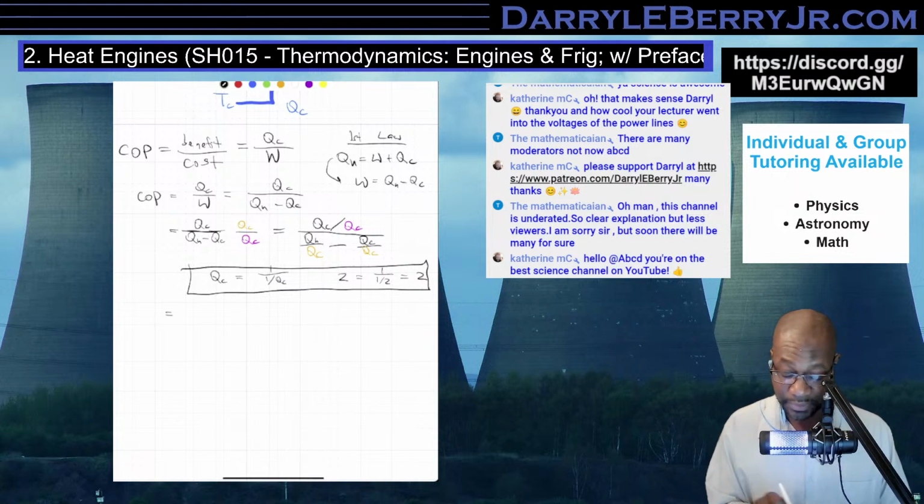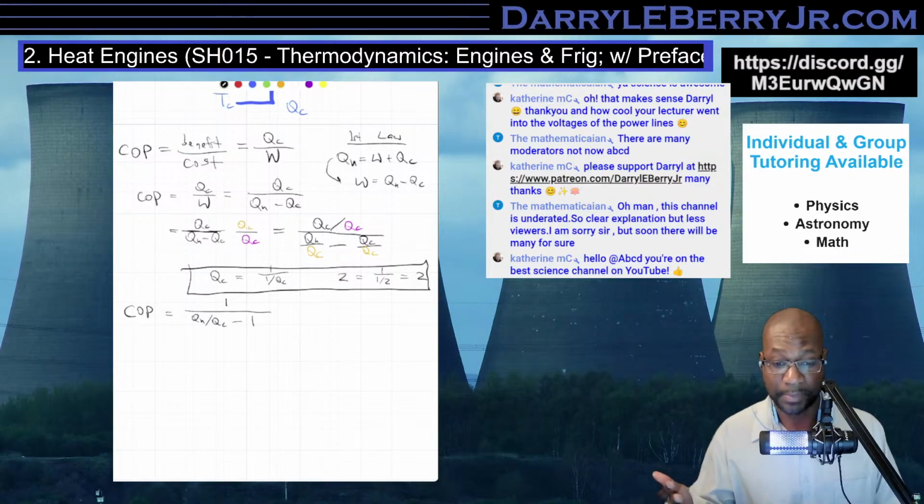So that means we have QC divided by QC in the numerator. That's going to equal 1. We still have QH divided by QC over here. And then we have QC divided by QC right there, and that's going to equal 1. So the coefficient of performance of the cooling device, COP, is going to be 1 divided by QH divided by QC minus 1. So this is an equation of the efficiency of a refrigerator in terms of the energy that's being moved around.